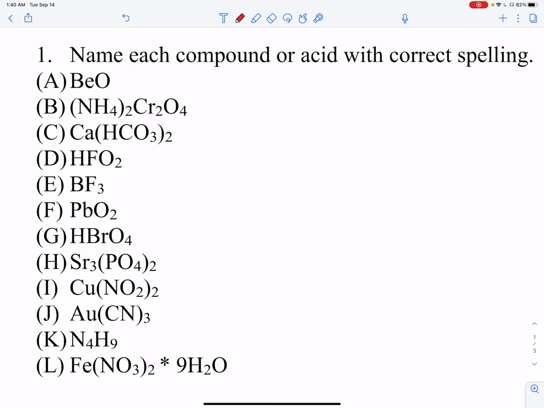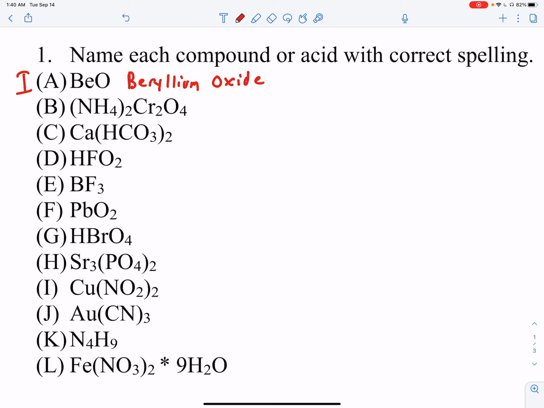So looking at 1A, this is an ionic bond. It's between a metal and a nonmetal. Beryllium's a metal, oxygen's obviously a nonmetal. Now, how we name ionic bonds is we keep the first element in its full name, so this is going to be beryllium. And then we take the second element, chop off the ending and add IDE. So this is beryllium oxide.